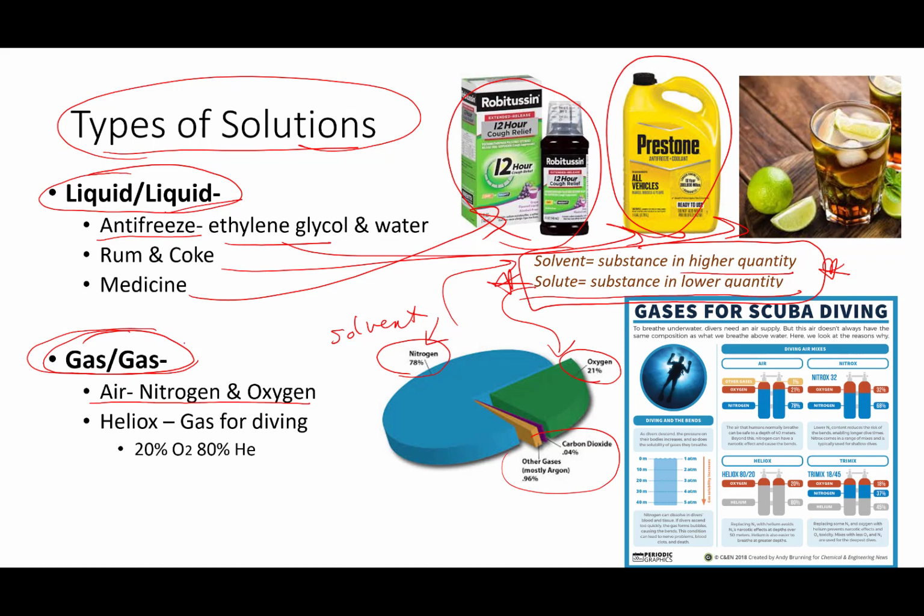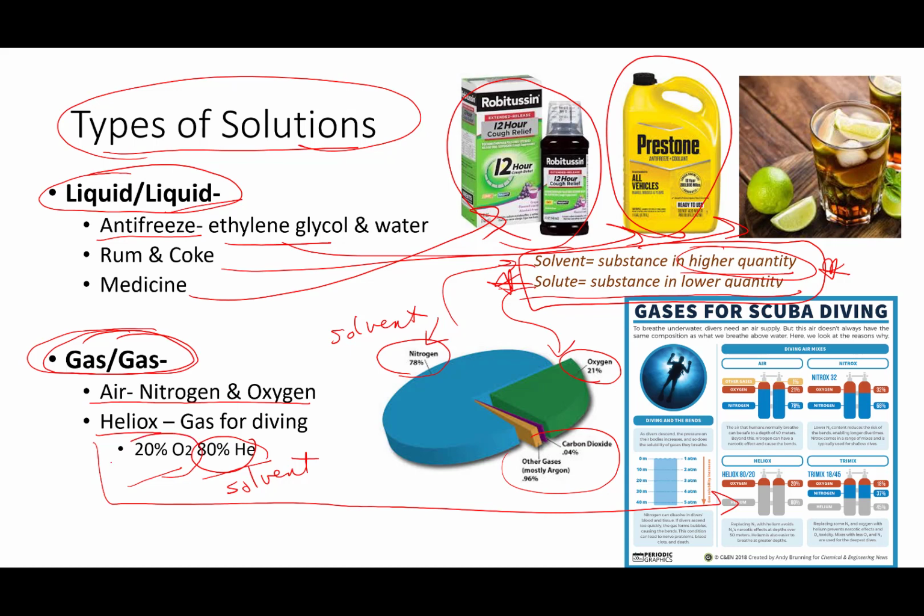Another gas example is heliox. Heliox can be used as one of the many kinds of gas that could be used for diving. This is 80% helium, 20% oxygen. So what is the solvent and what is the solute? Well, what's in the higher quantity? The higher quantity here is helium. So this will be our solvent. And our solute, the thing being dissolved, is oxygen. Not too difficult, is it?